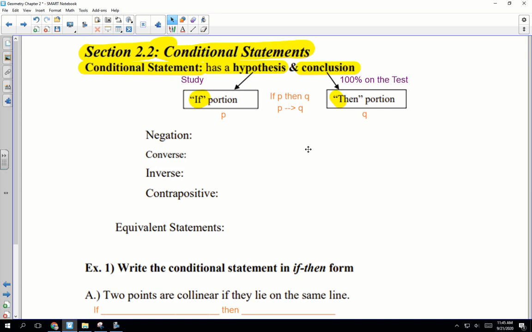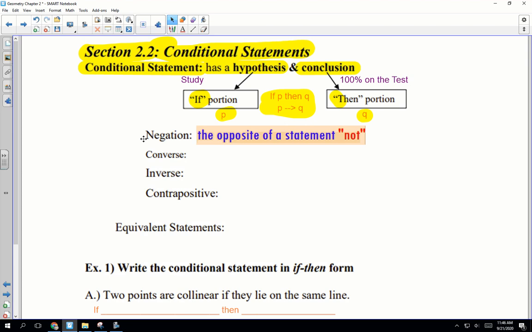So a conditional statement is just a special way to write a statement. Now that you guys have this concept clearly down, let's go ahead and mix it up for you. Some things you can do to a conditional statement is you can make a negation. So you can say the opposite of the statement. So the opposite of studying is not studying.